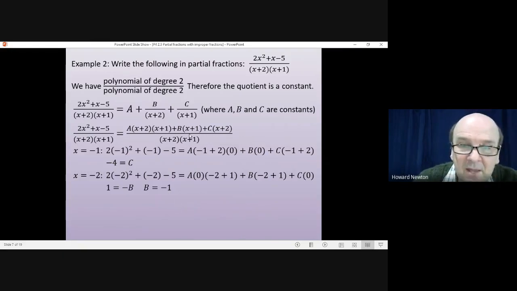Now, we don't have any other brackets we can substitute into, so we have to use the equating coefficients method to find the final constant. It's normally easiest if you use the highest power. It is in this case. So if we look at the coefficients of the x squared terms, in the numerator, we've got 2x squared, so the coefficient is 2.